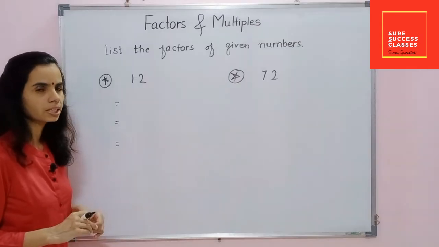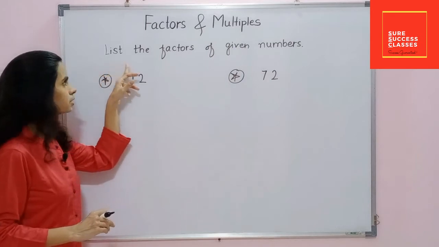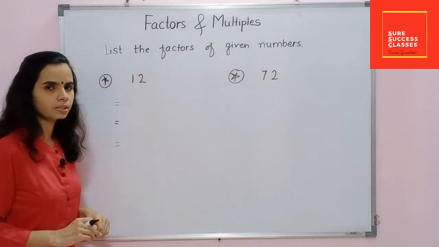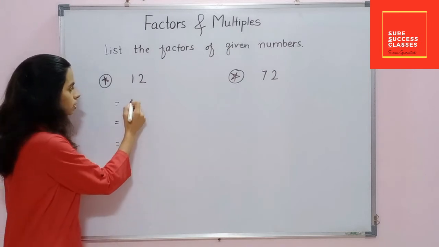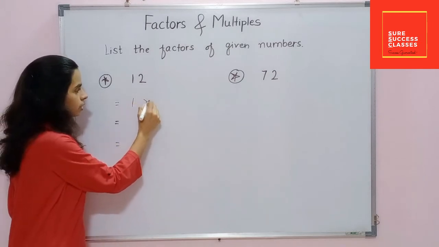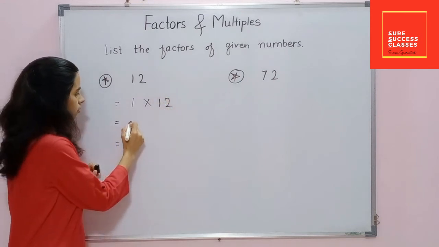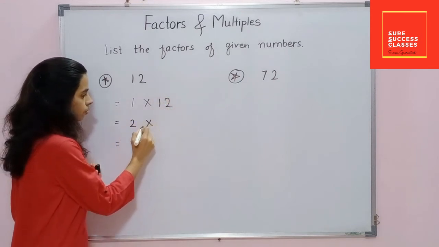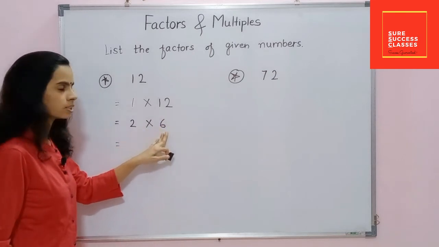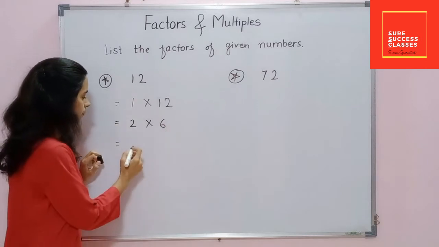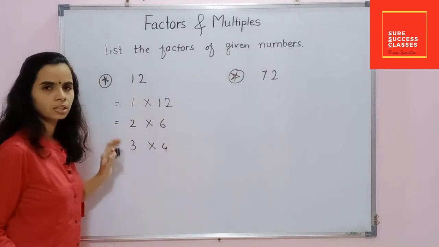Let's solve questions related to factors and multiples. First question is to list the factors of the given numbers. First example is 12. Here we will start with the number 1. Every number is a factor of itself. Then we will take 2. 6 twos are 12. Means 2 and 6 are factors of 12. Then 3. 3 fours are 12.